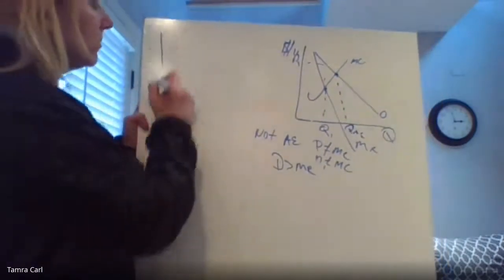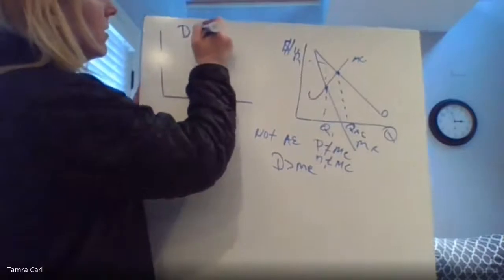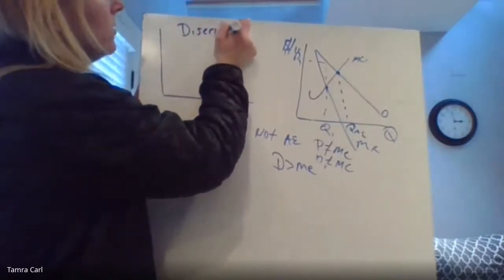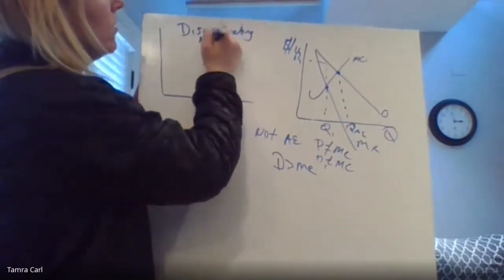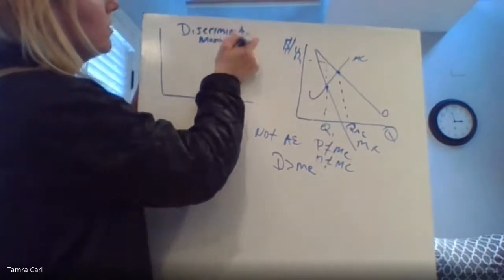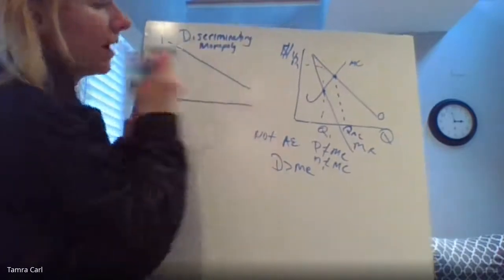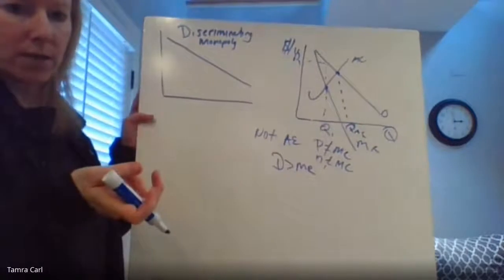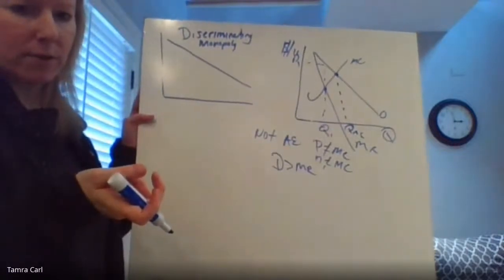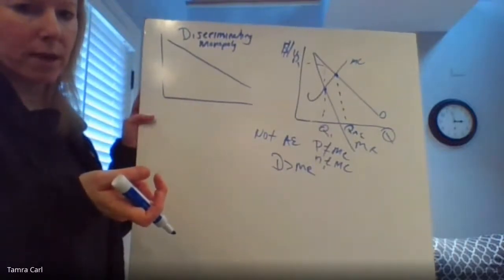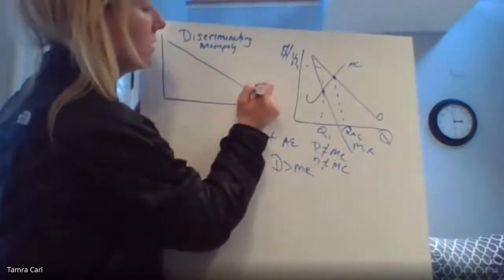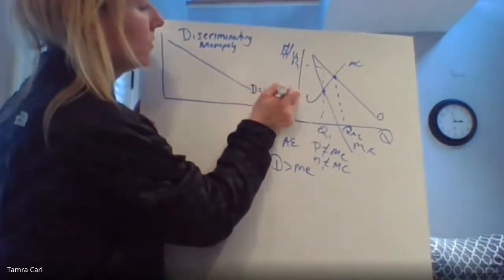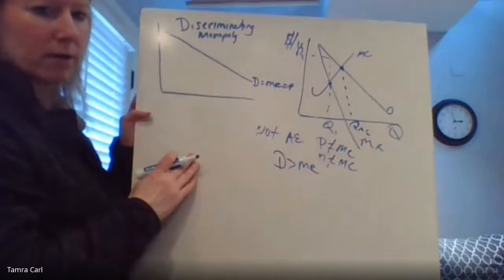So you have your discriminating monopoly. Remember with the discriminating monopoly, I'm going to write that up there. This is where they are selling products to people and people are buying it all at different prices. They're buying it based upon their willingness and ability to do that. And so my demand is going to equal my marginal revenue, which is going to equal my price.